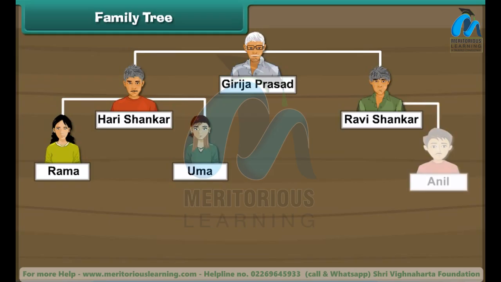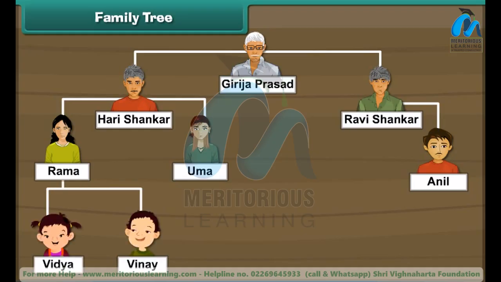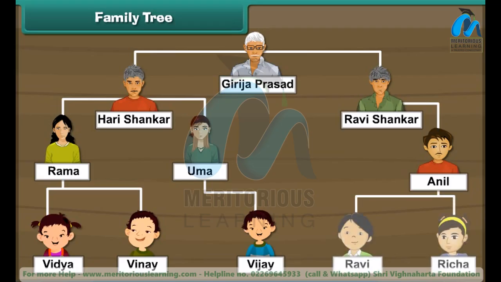Ravi Shankar has one son, Anil. Rama has a daughter, Vidya, and a son, Vinay, while Uma has a son, Vijay. Anil has a son, Ravi, and a daughter, Richa. The family tree of Ravi's joint family is now complete.